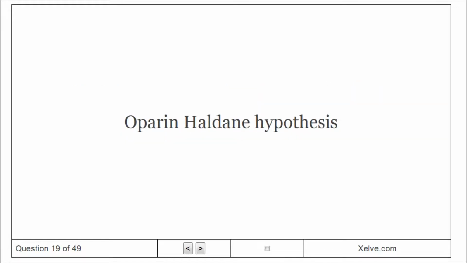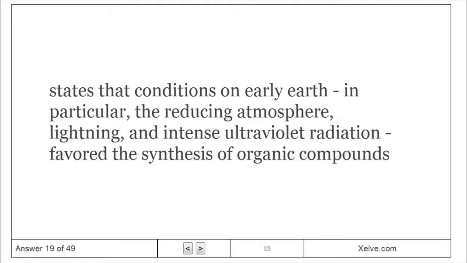Oparin-Haldane hypothesis. It states that conditions on early Earth, in particular the reducing atmosphere, lightning, and intense ultraviolet radiation, favored the synthesis of organic compounds.